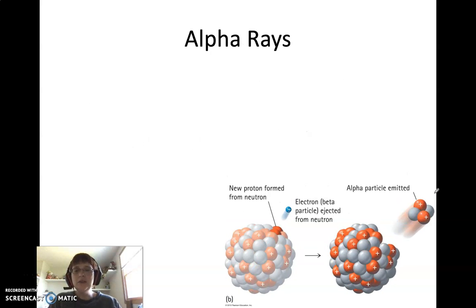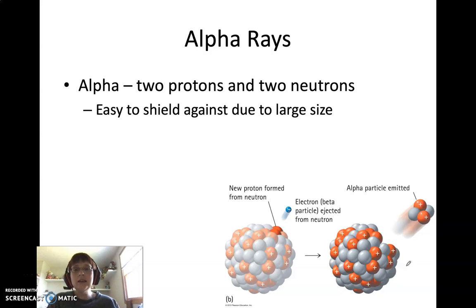So I'm going to now look at what alpha rays are. These are what this little ejected particle is. So an alpha ray is 2 protons and 2 neutrons that get ejected from the nucleus when that nucleus starts to decay. This happens because you get that new proton formed, and that starts to alter the nucleus. And so you get this alpha particle ejected from the nucleus.